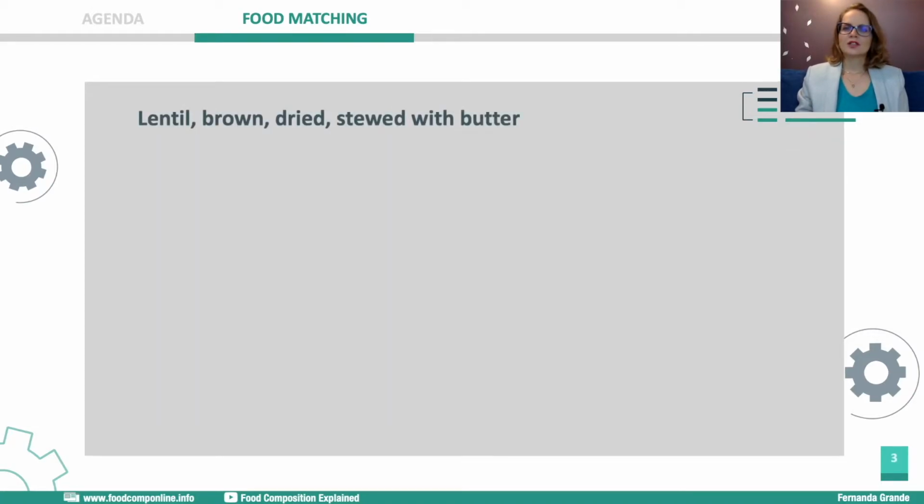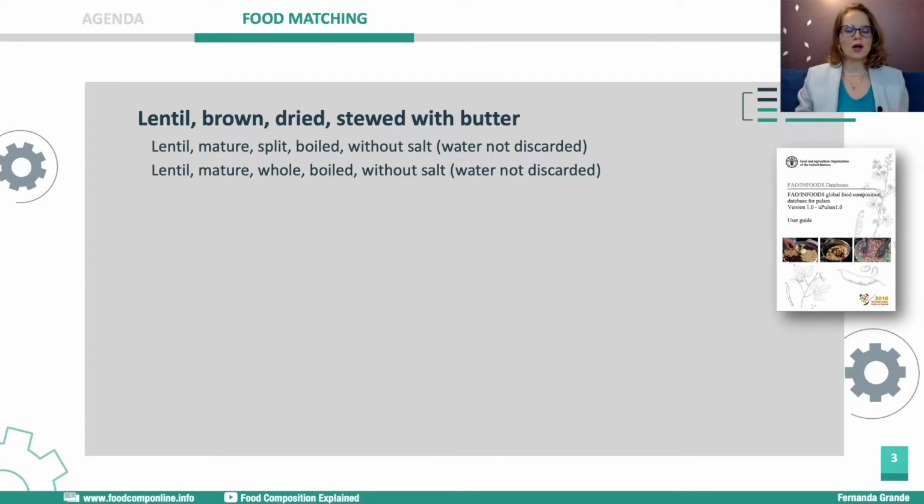And here we have another example when we find a very specific food description in our hypothetical survey. It can also be difficult to find the exact food in food composition tables and databases. So I took the same food composition table, and for lentil brown dried stewed with butter, I could find only these two matchings that may be the best or the closest options to match to this food.